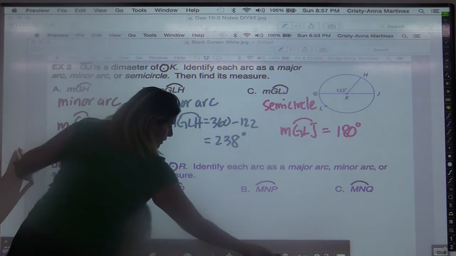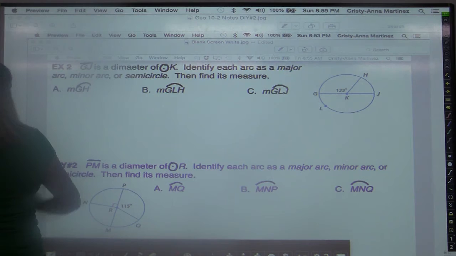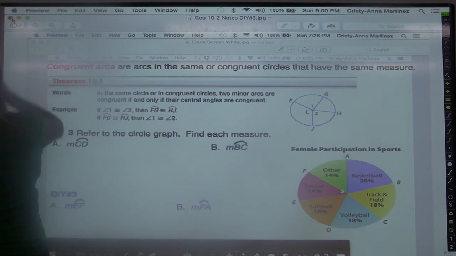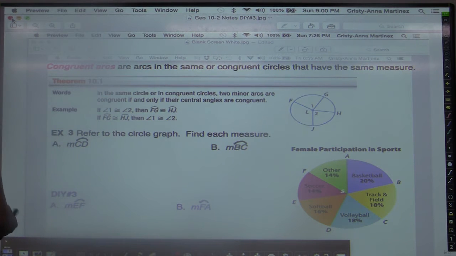Then we will move on to our next concept. We talked about arcs, so now we're talking about congruent arcs. Congruent arcs are arcs in the same circle or in congruent circles that have the same measure. You can be in 2 different circles as long as the 2 circles are congruent, or you can be in the same circle and have the same measure as well. That makes you a congruent arc.